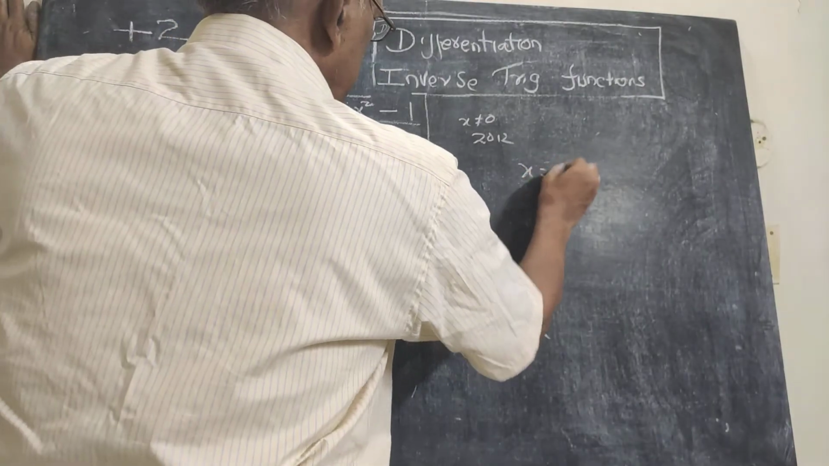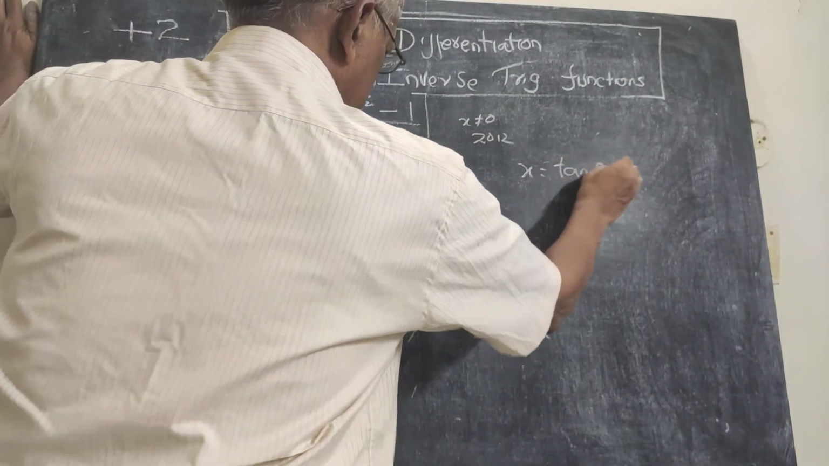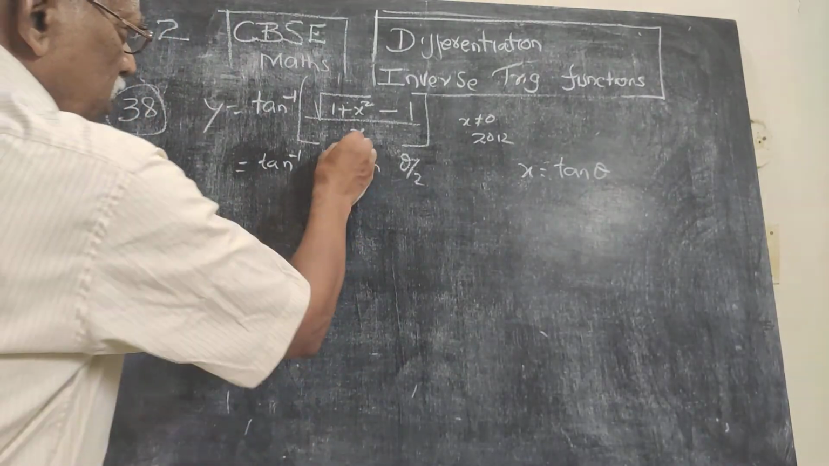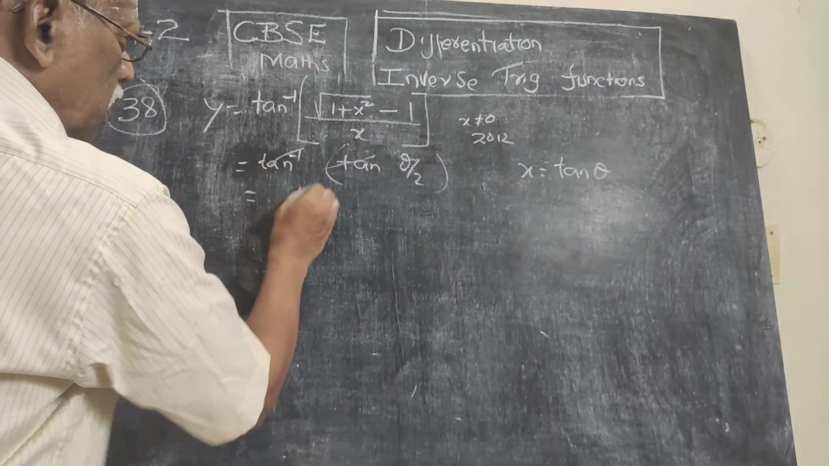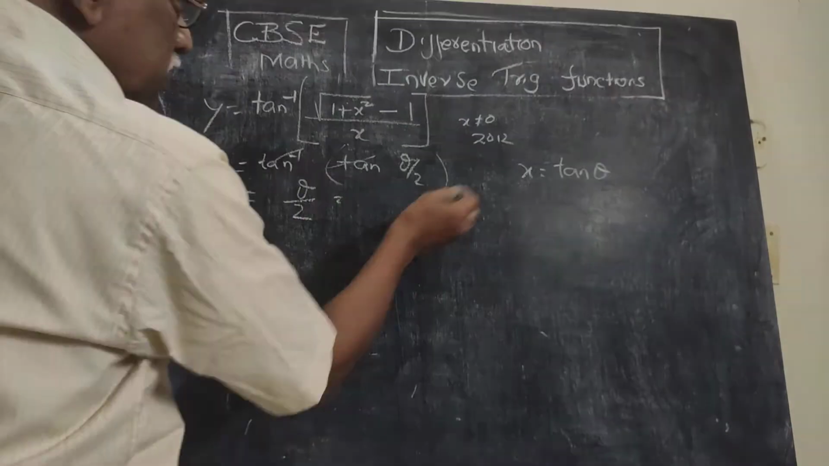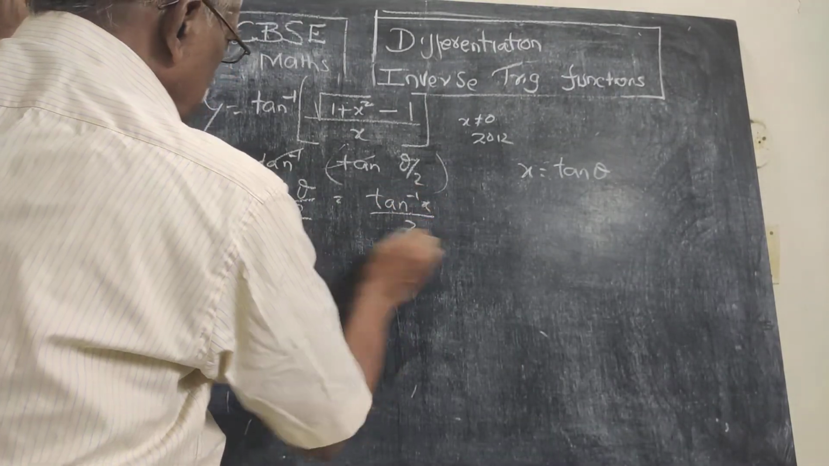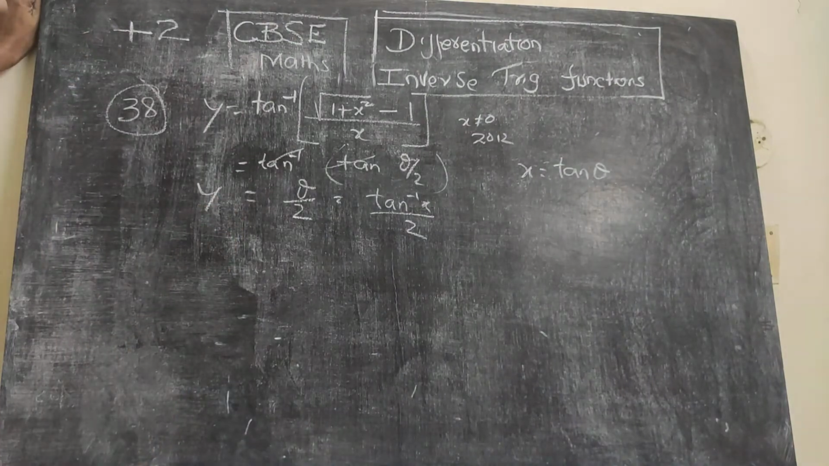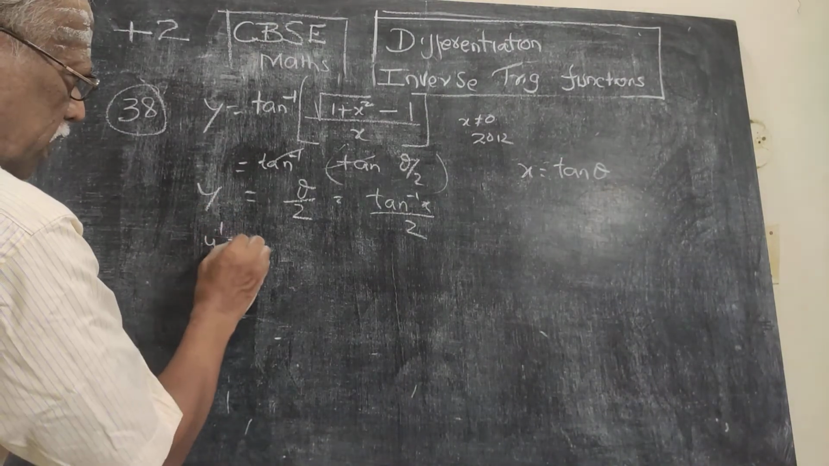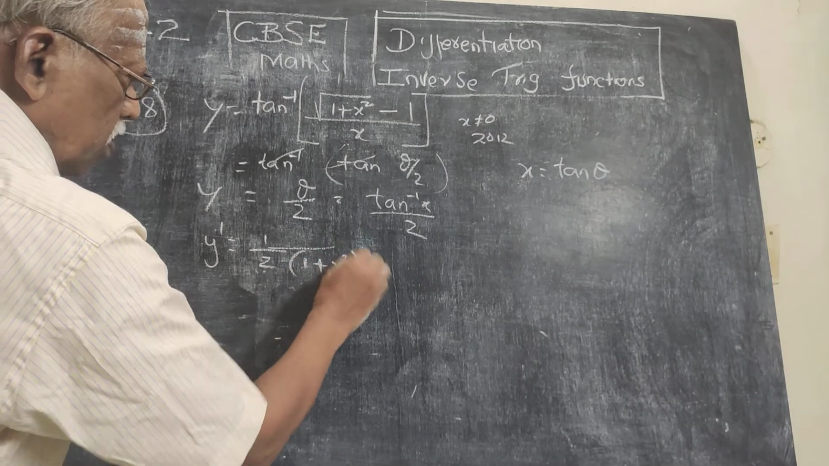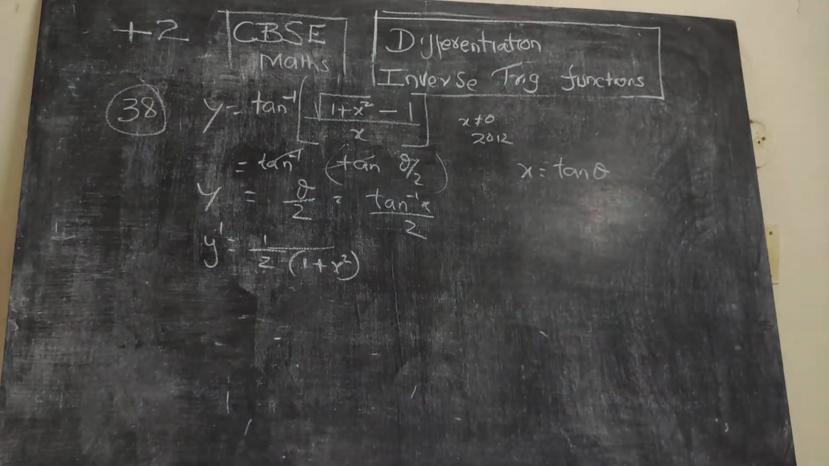We have put x is equal to tan theta. Now this becomes tan inverse of tan, which gets cancelled, therefore theta by 2. Theta is nothing but tan inverse x, by 2. This is y. Still we have not differentiated. Therefore y dash equal to 1 by 2 times the derivative of tan inverse x, which is 1 by 1 plus x square. So the problem, as I said, is very easy, but it was asked in 2012.